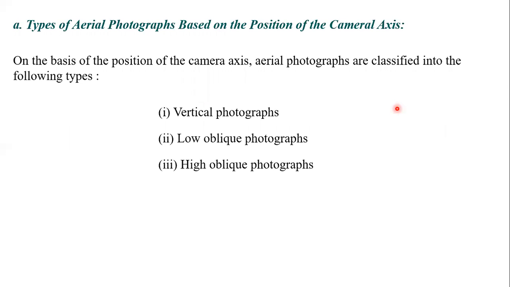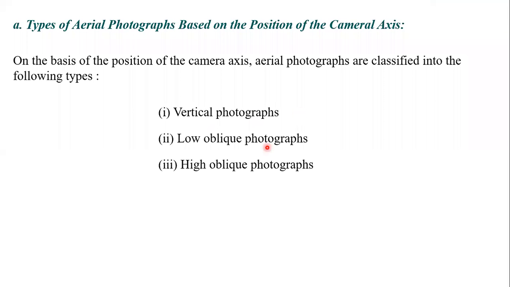Based on the camera axis, how many types are there, students? Aerial photographs are classified into three types: vertical photographs, low oblique photographs, and high oblique photographs. Vertical photographs. Have you got any idea what the meaning of vertical photographs is? If you have, anybody can share your knowledge. Low oblique and high oblique photographs you may not know, but what is a vertical photograph? Any idea?